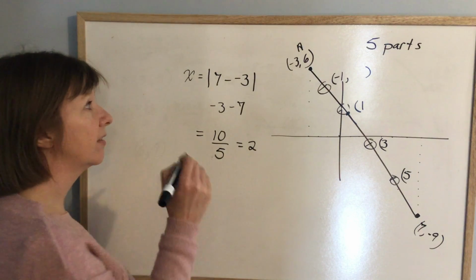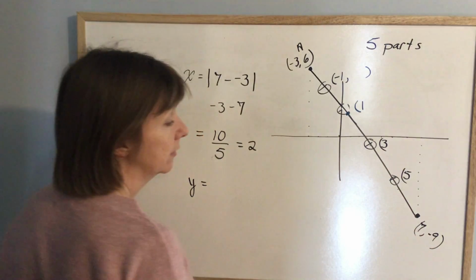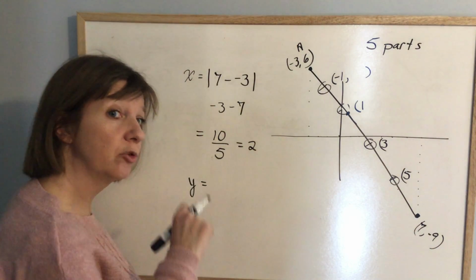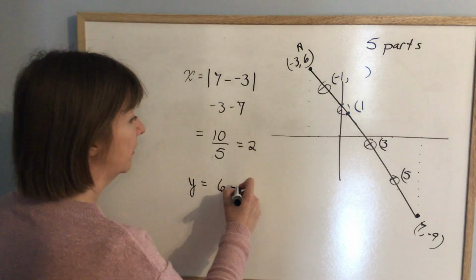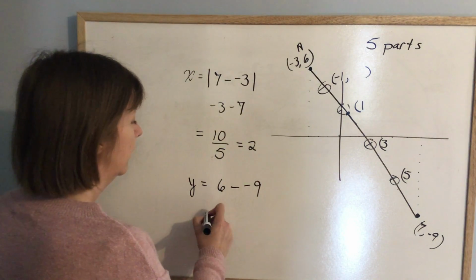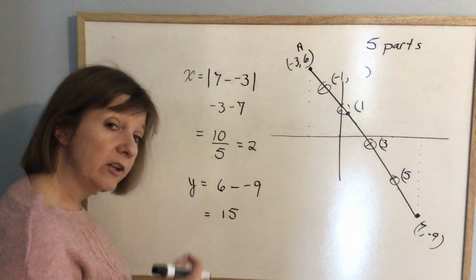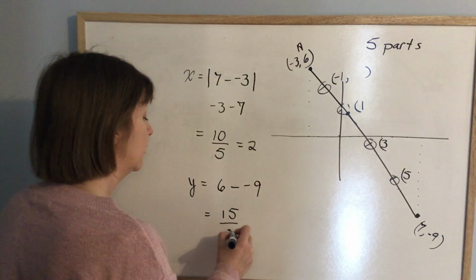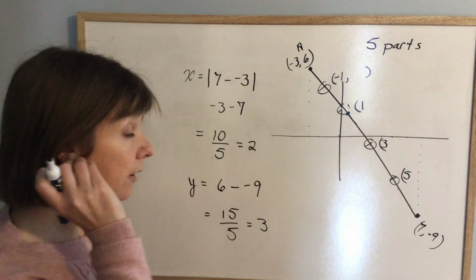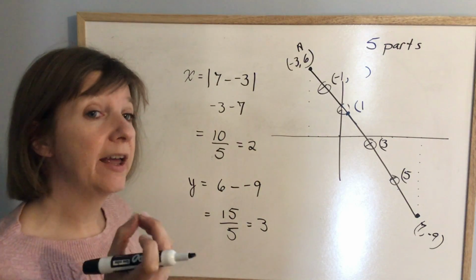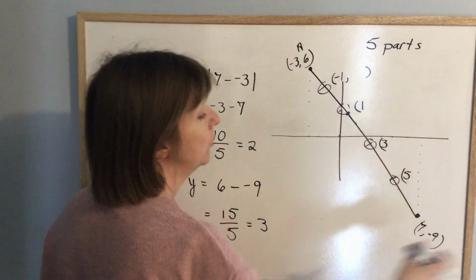And again, I'm going to do the same thing. I'm going to subtract my y's, and it doesn't matter which one is first and which one is second. So I'm going to do 6 take away -9, which is going to give me 15. Now I want to divide that up into 5 equal parts. So that's 3. So what that tells me is I have to change my y values by 3 as I move along.